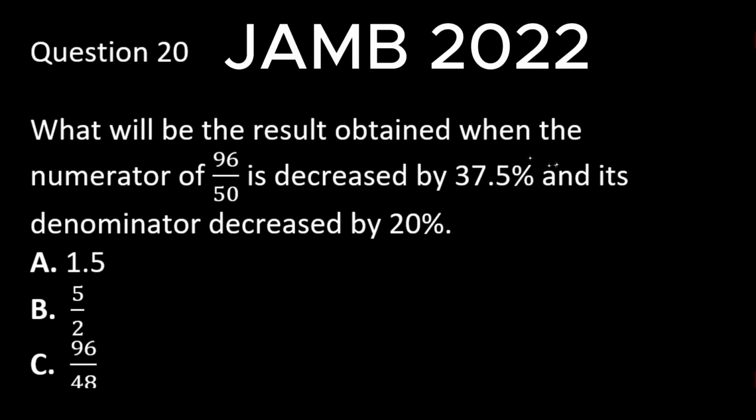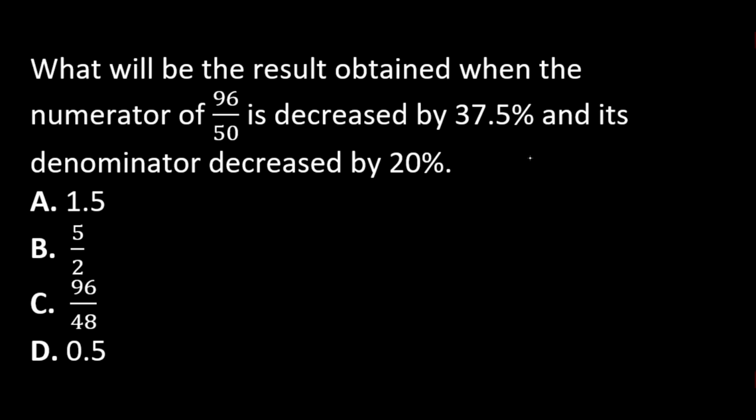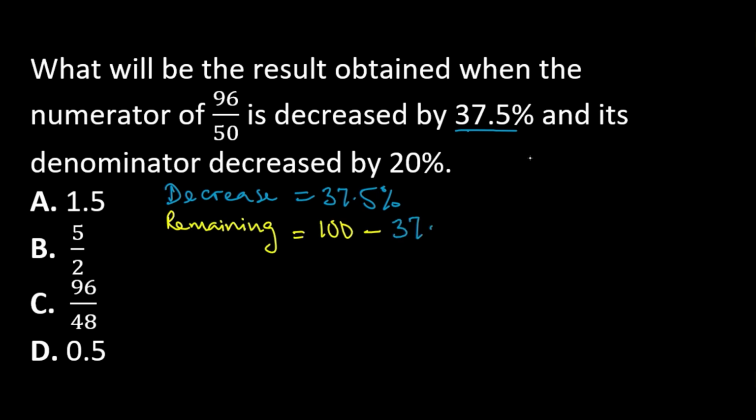Question 20. What will be the result obtained when the numerator of this is decreased by 37.5% and its denominator decreased by 20%? If you look at it very well, decrease in percentage is 37.5%, meaning that the remaining in the percentage is always 100%. Remaining will now be 100 minus 37.5%, which will give you 62.5%. So 62.5% will be the one that is remaining.